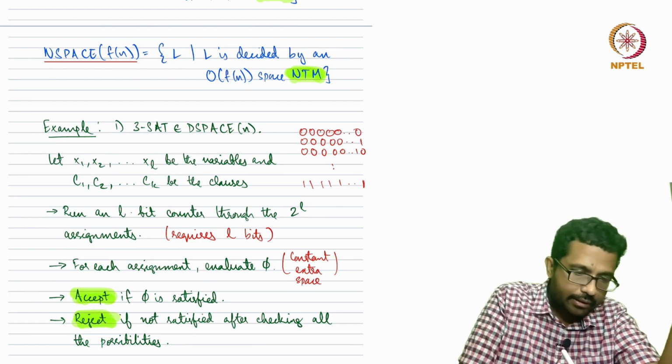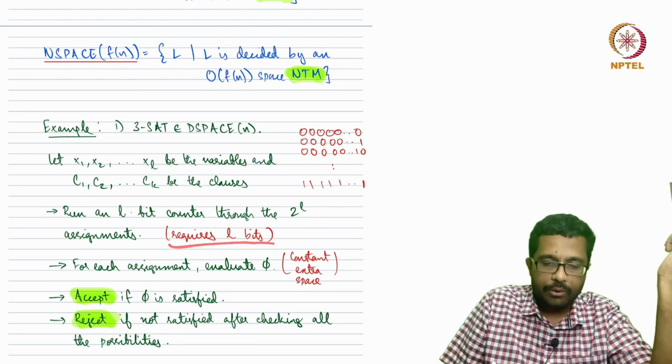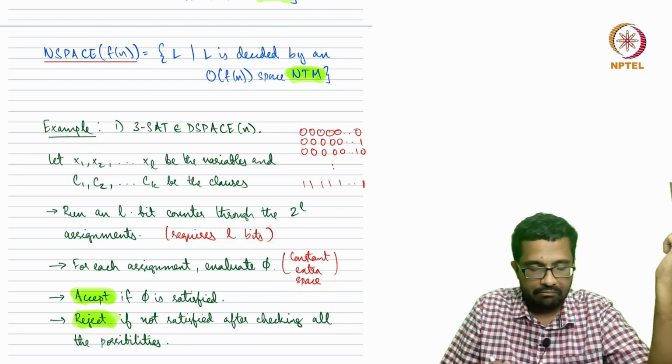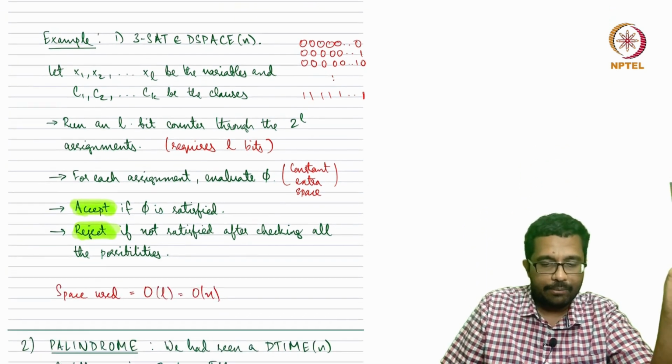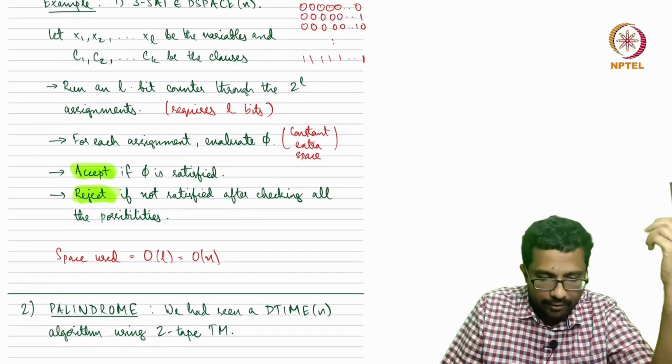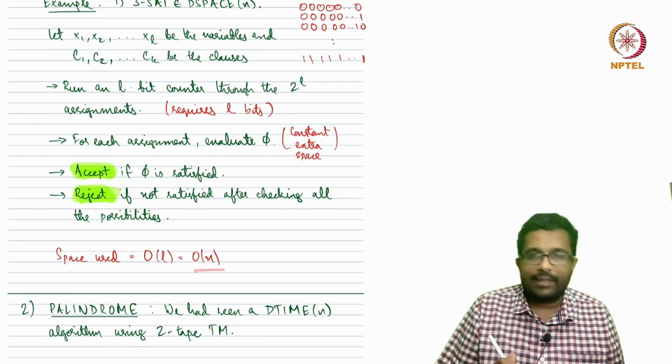But then the space requirement is surprising, because here we need only L bits for the counter and here it's constant extra space. So all that we require is O(L) space, right? So L plus some constant, which is also O(n), where n is the length of the input, right?